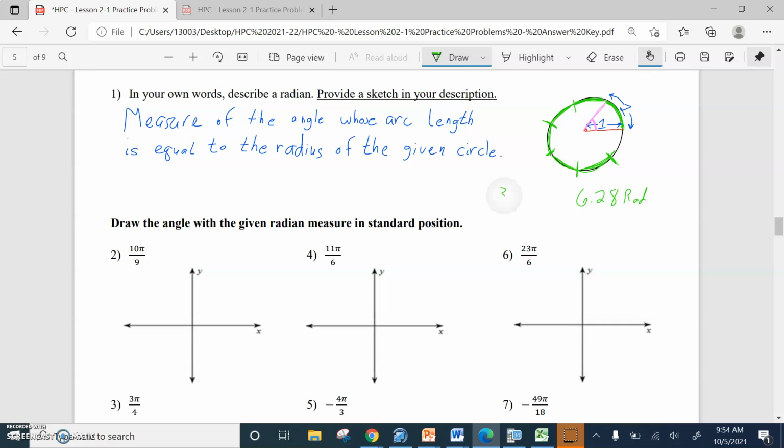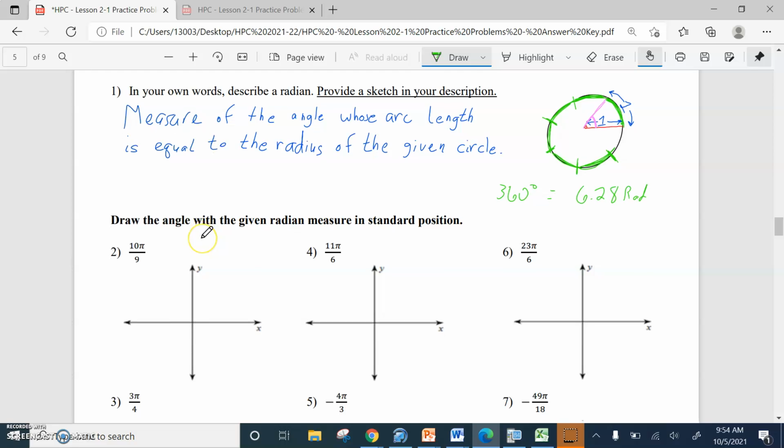So 360 degrees is 6.28. That's also known as 2 pi radians. So if we were to go all the way around the circle, that's 2 pi radians. If we went halfway around the circle, you can see I got 1, 2, 3 point a little bit, so like 3.14 hypothetically, or 1 pi radians. So halfway around the circle is pi radians, all the way around the circle is 2 pi radians. So with that in mind, we're going to draw these angles.